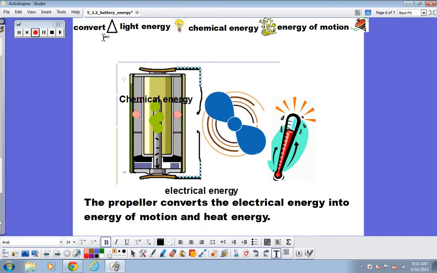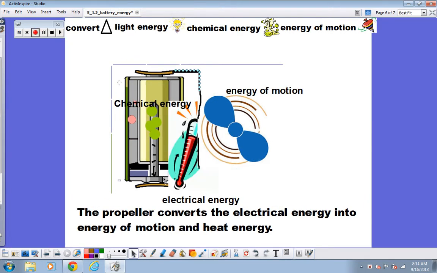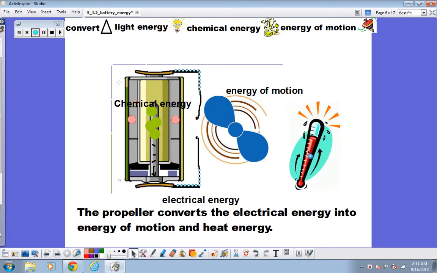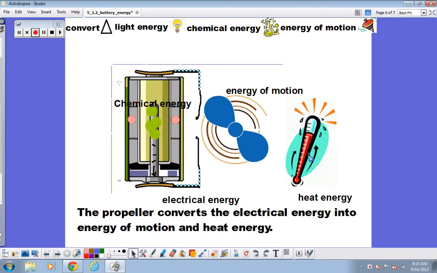What type of energy do you think it converts to? That's right, energy of motion, the moving energy. So once it gets into the fan, it converts the electrical energy into energy of motion when it starts to spin. And it also makes heat energy. Let's see this over here. It also makes heat energy because whenever something is moving or if it's working hard to convert energy, it always, or usually, also makes some heat energy. So we've got motion and heat here.